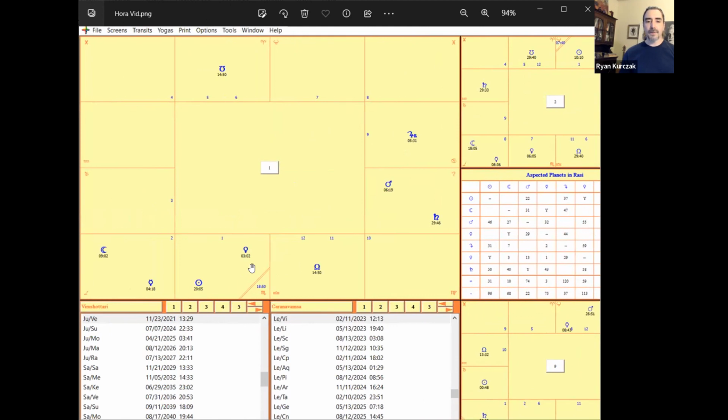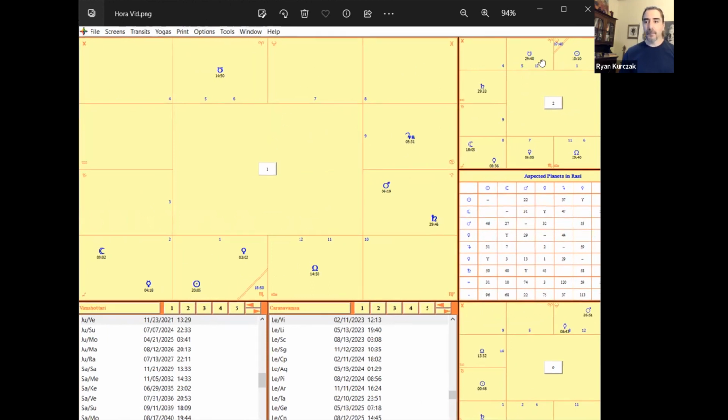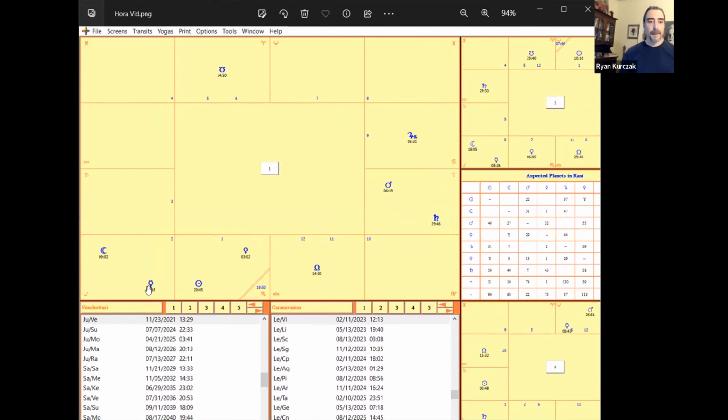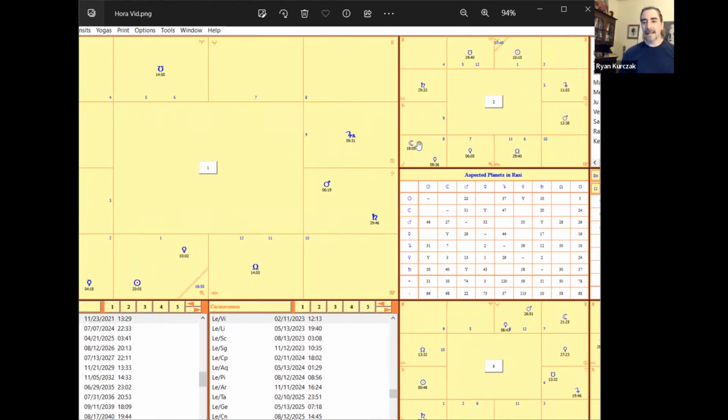Venus is at 3°02' of Scorpio. So Venus is going to stay in Scorpio in the Hora. The Sun, however, is at 20°05' of Scorpio. So where does it go? Directly opposite in the Hora. We can see here in the Hora chart, the Sun then goes to Taurus. And finally, both Mercury and Moon are in Sagittarius here. Moon's at 9 degrees, Mercury's at 4 degrees. So therefore, it's going to stay in the Hora of Sagittarius.